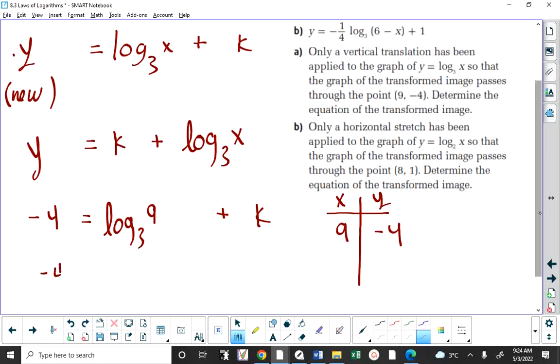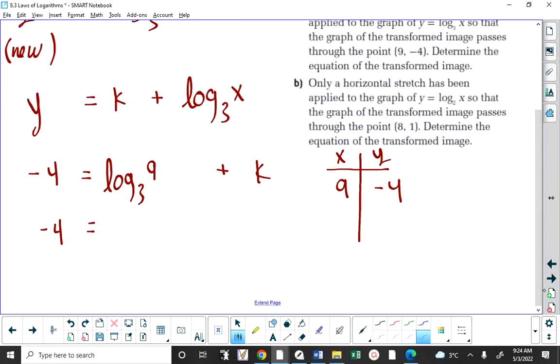I mentioned this yesterday. I'll mention it again. Nobody in the room should have to use your change of base formula to know that log base 3 of 9 is 2. If you do, things are just going to fall to pieces very, very quickly for you in the remainder of this unit.